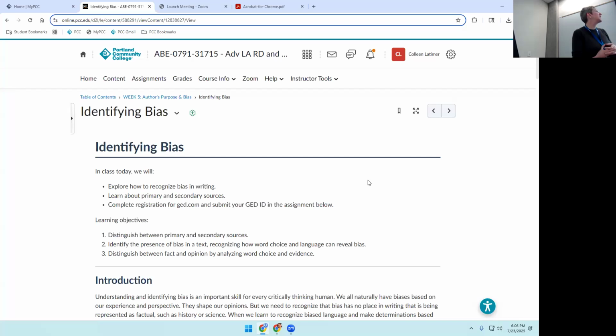We're going to talk about primary and secondary sources and how that impacts what we think about how biased something is. And then we're going to complete our registration for GED.com if you have not done that before.